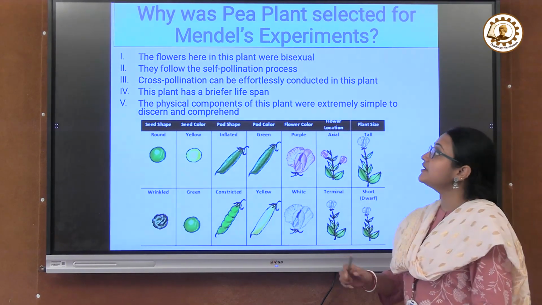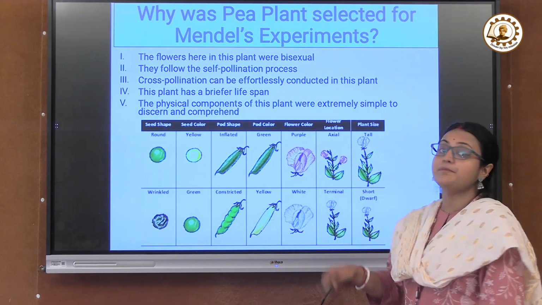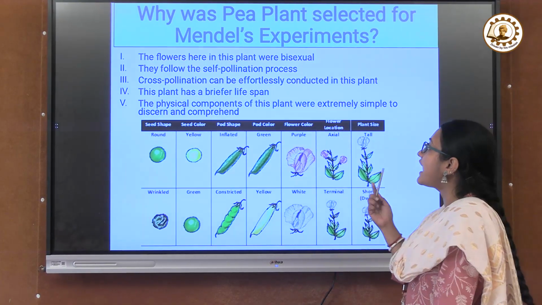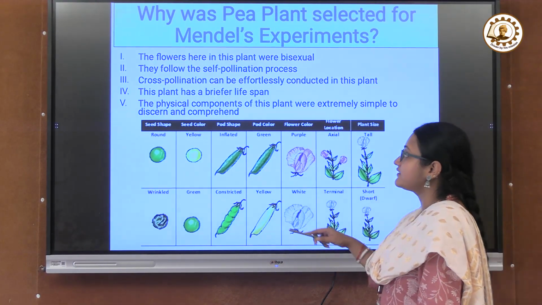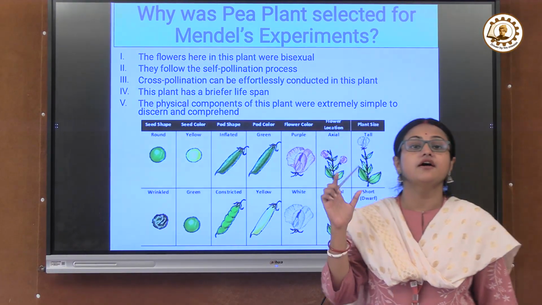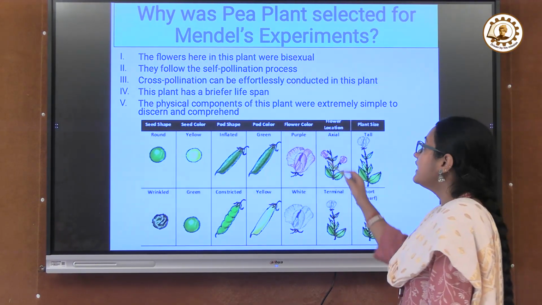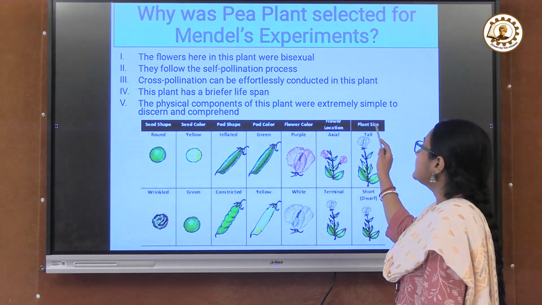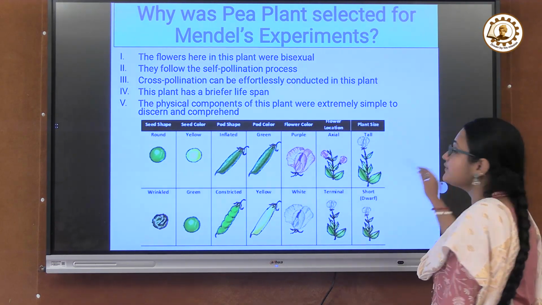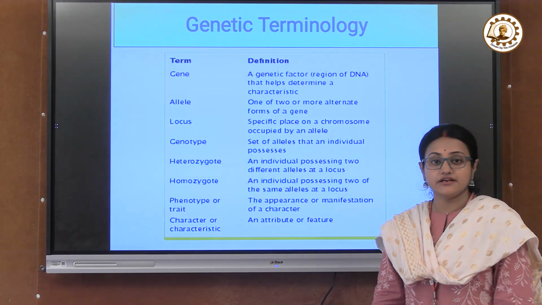Because the flowers are mainly bisexual. They have the male parts as well as the female parts. They follow the self-pollination process. Cross-pollination also sometimes occurs, so it can be effortlessly conducted in some plants. And these plants have a briefer lifespan. So their lifespan is smaller, which means the study will take less time. The physical components of the plants are extremely simple and very easy to handle in the laboratory as well as in field experiments.